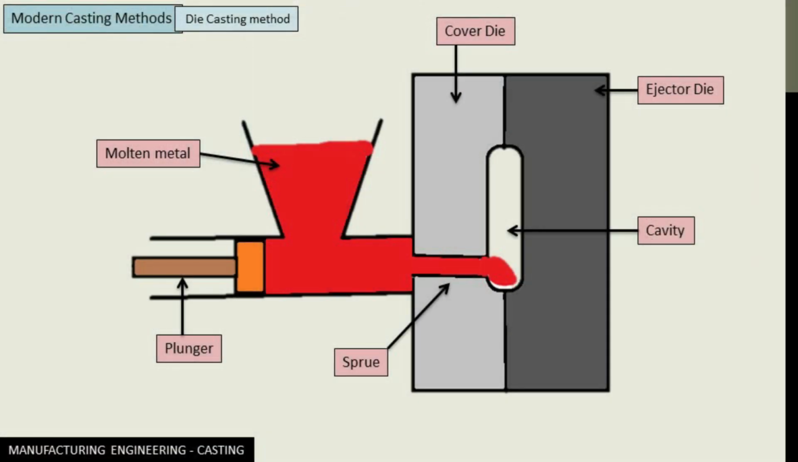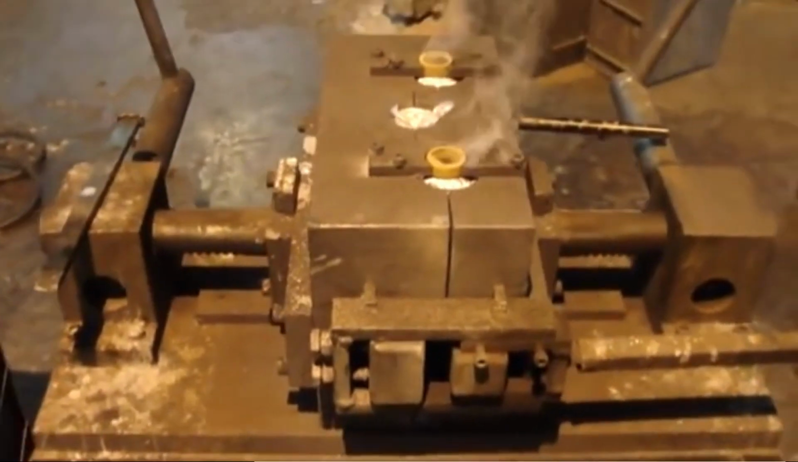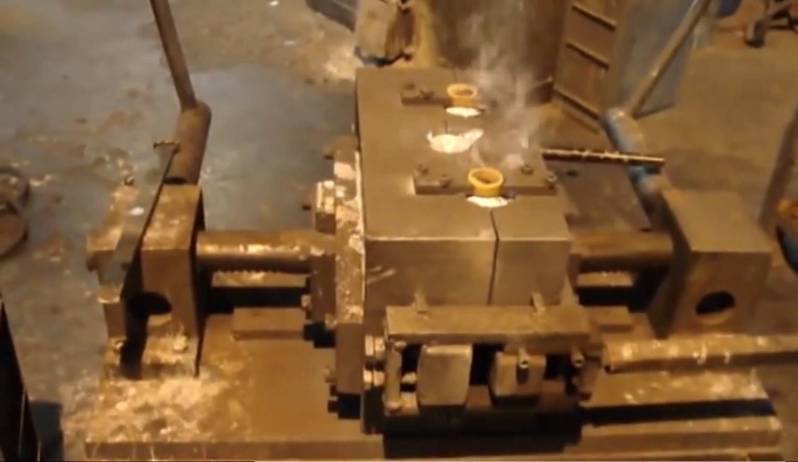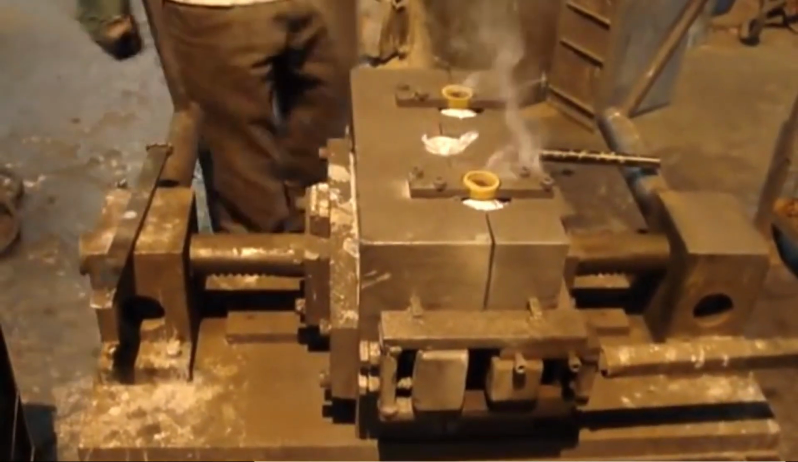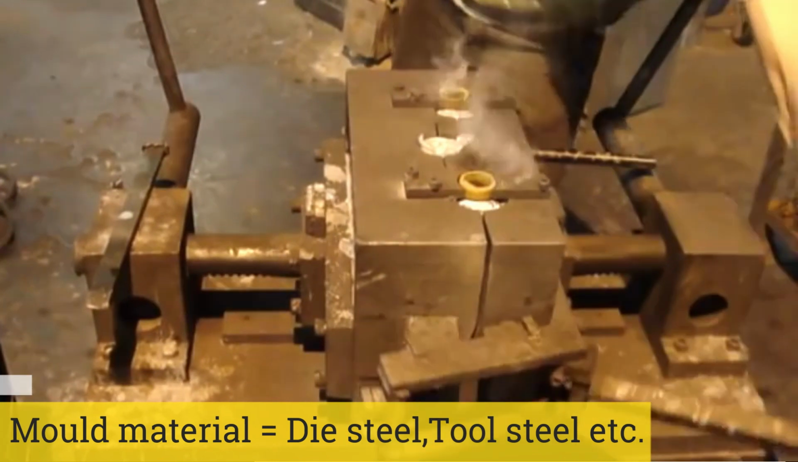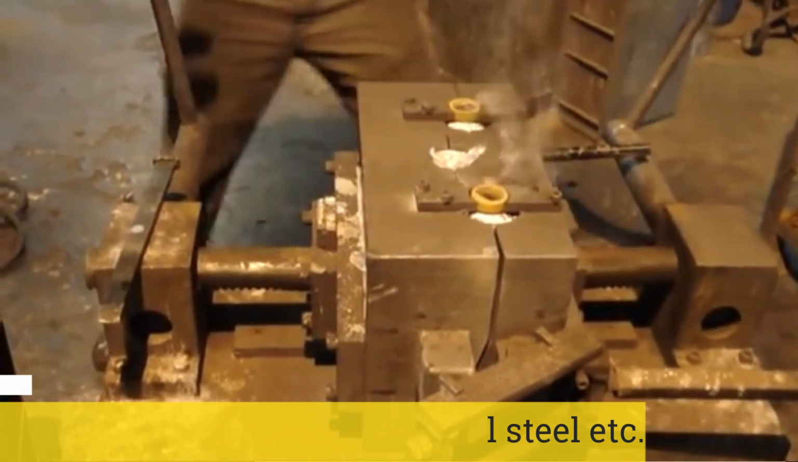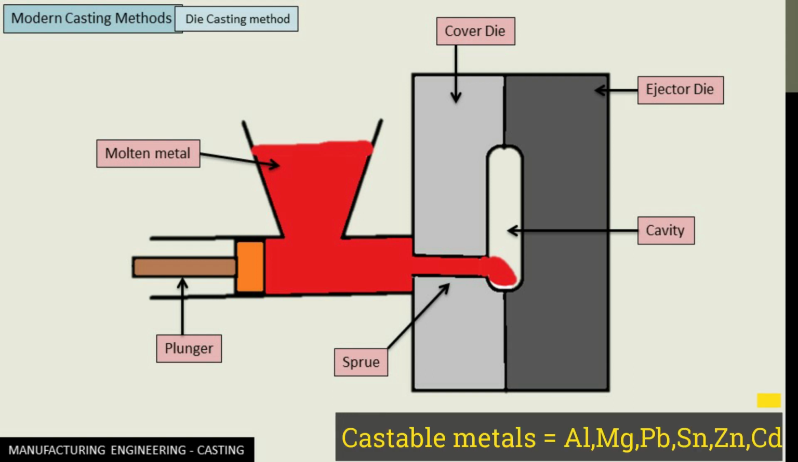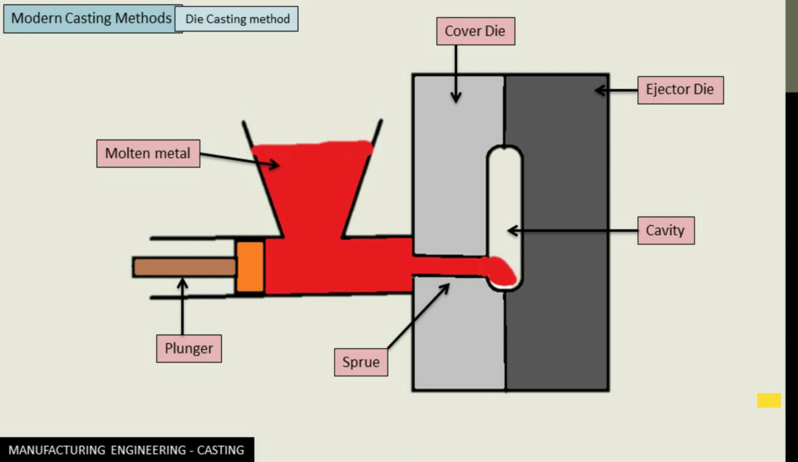However, in the die casting method, the mold is made of metal and hence it is also called permanent mold casting. The mold materials are generally die steel, tool steel, tungsten carbide, etc. This kind of casting method is used for low melting point metals like aluminium, magnesium, lead, tin, zinc, cadmium, etc. to avoid melting of the mold.